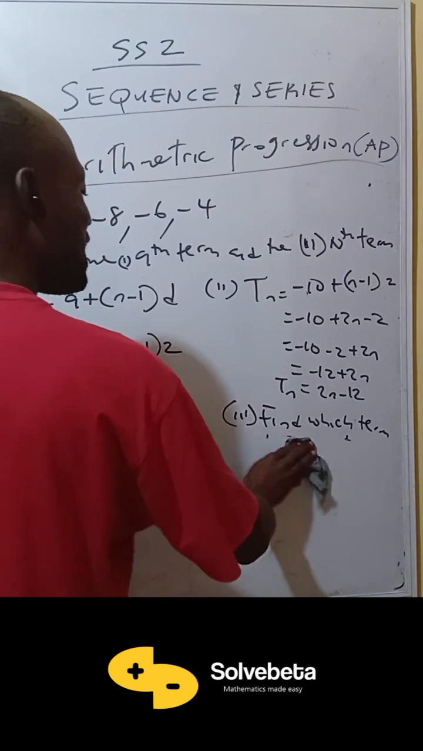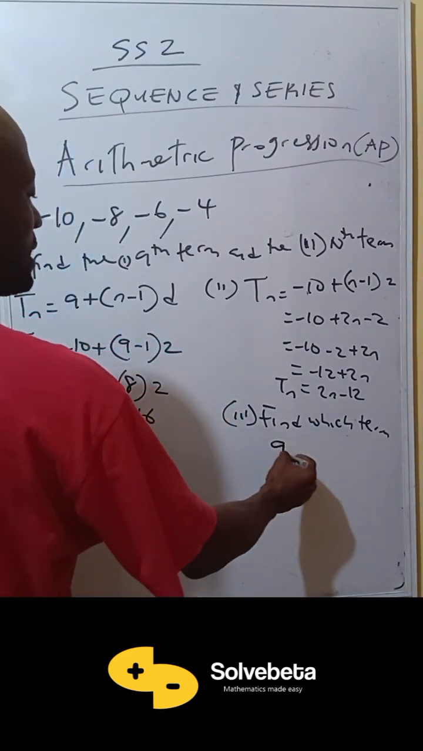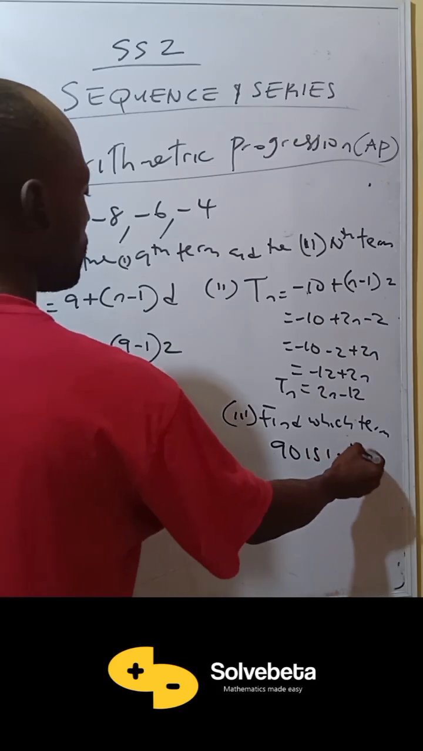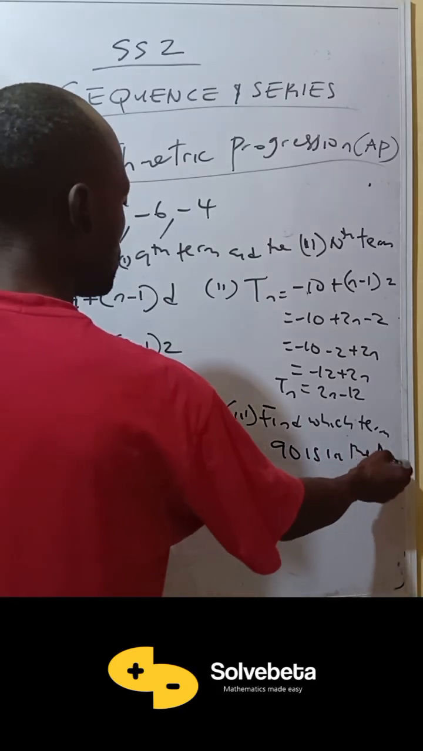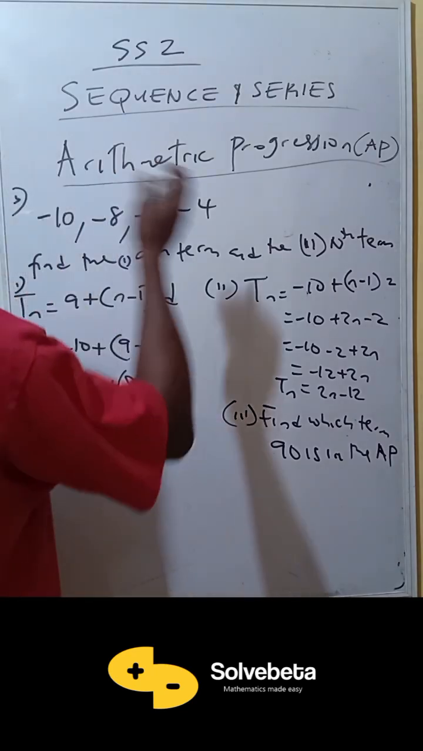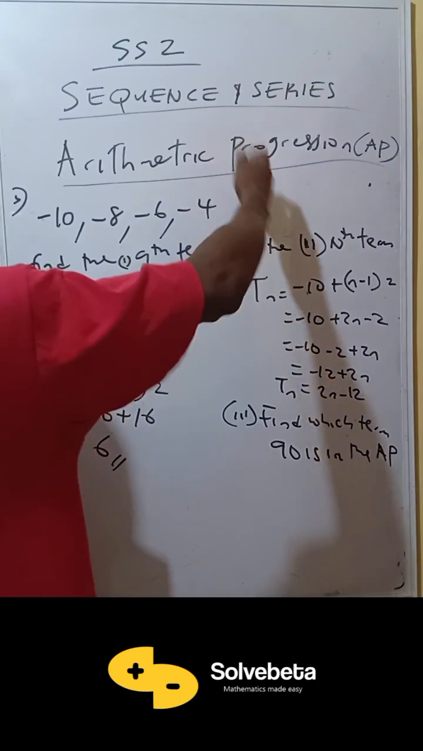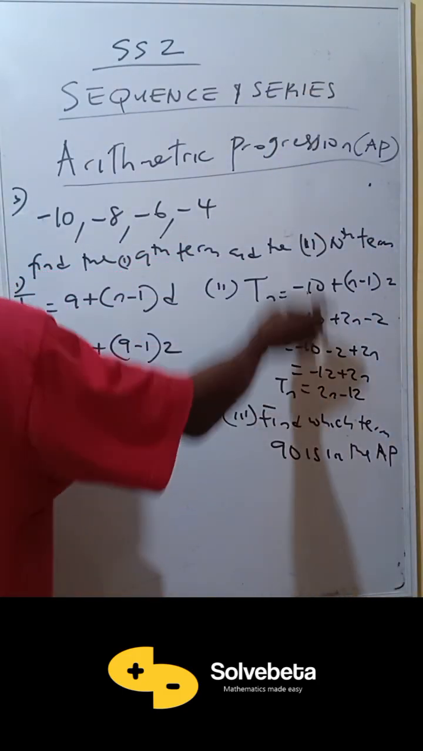Find which term 90 is in the AP. There are two different things. Remember that's why I brought it. That means there's the number 90 in this arithmetic progression, going from minus 4 down to 90. We now want to find which position 90 is in.